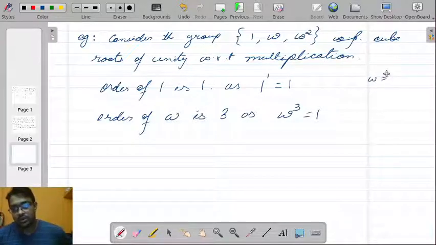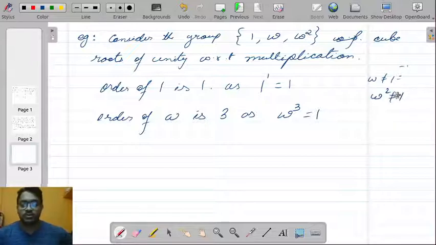Now omega is not equal to 1. Omega square is also not equal to 1. Omega is actually minus 1 plus i root 3 by 2, and omega square is minus 1 minus i root 3 by 2. But omega cube is 1, because these are the cube roots of unity. If we take the cube, it satisfies omega cube equal to 1. So the order of omega is 3. What is the order of omega square?